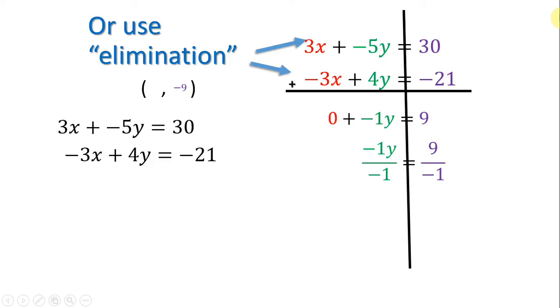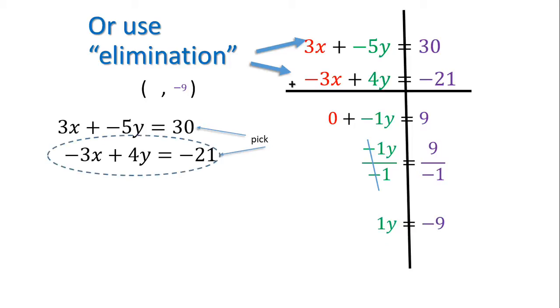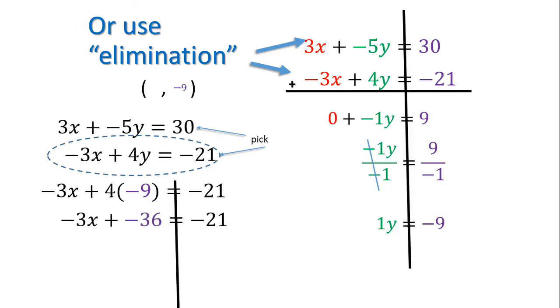Then I'm going to take my negative 9 and pick an equation. Here I pick this one. I could have picked the other one, it wouldn't make a difference. And I'm going to substitute negative 9 for y. Now I'll just solve for x. That would be my final answer using elimination.